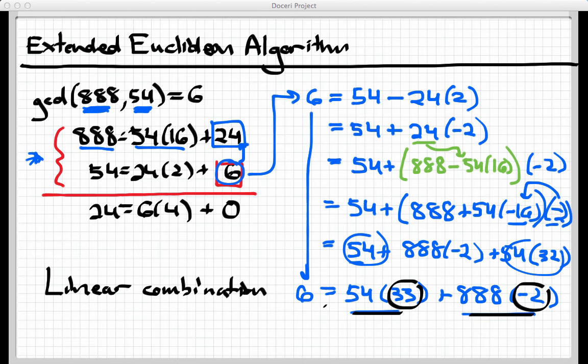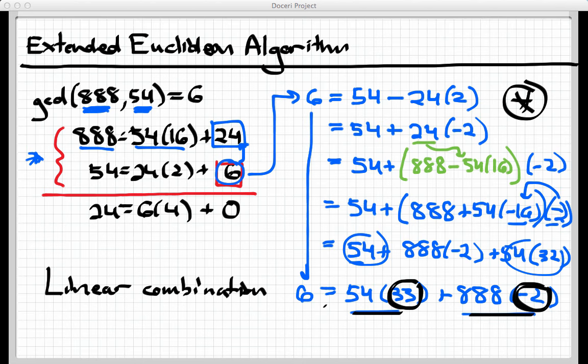This turns out to be true for every pair of positive integers: the GCD of two integers can always be written as a linear combination of those two integers. And the process that we just went through, this long process of finding the weights that I multiply these two numbers by, is called the extended Euclidean algorithm.